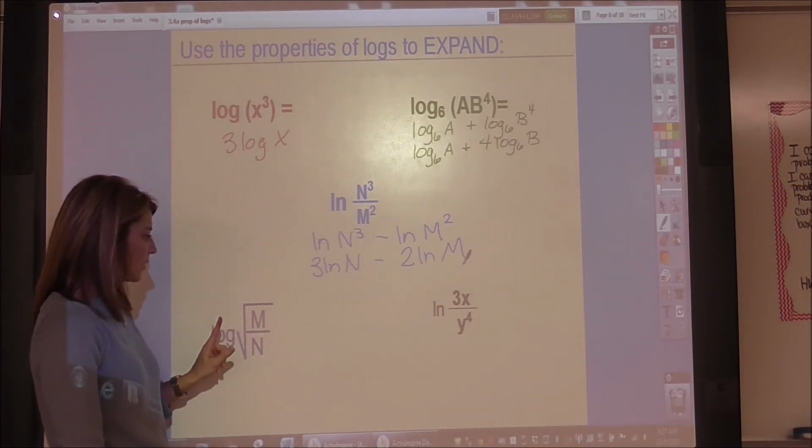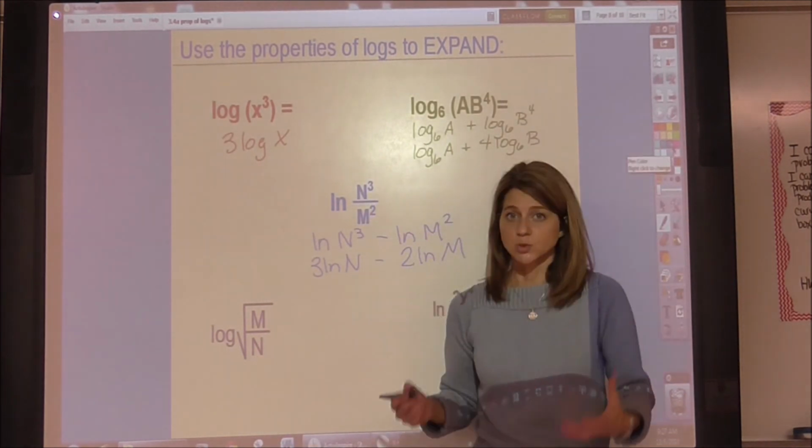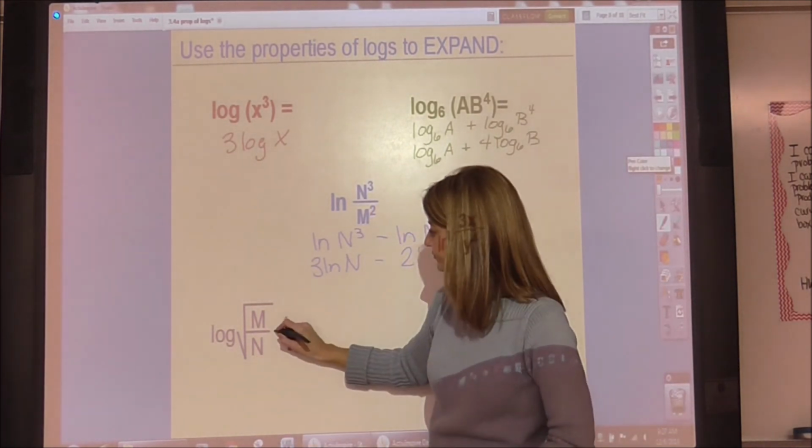Okay, what about this one? I have a square root. Do you remember a square root, what power that is?